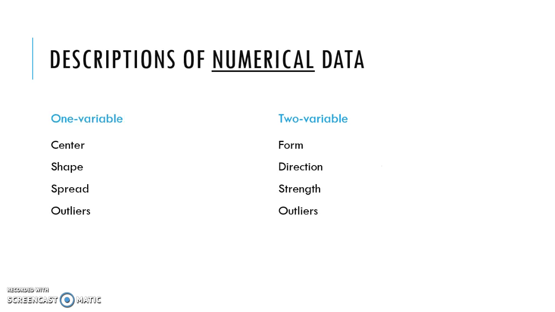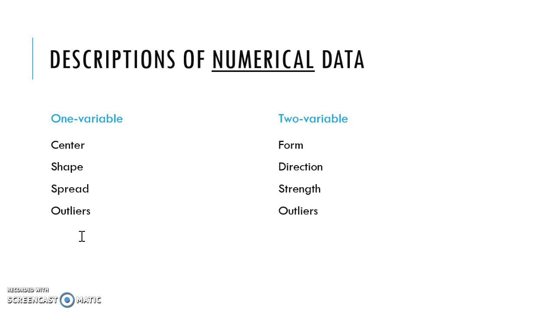And descriptions of numerical data. So what are the different ways that we have learned to describe types of numerical data? Well, for single variable data, we've learned to describe center, our mean or median, and our IQR, as well as the shape of the information. Is it uniform? Is it single-peaked, double-peaked? Does it have symmetry? Is it skewed? Also the spread of the data. What is the range? What is the interquartile range? What is the mean absolute deviation? And are there any outliers?